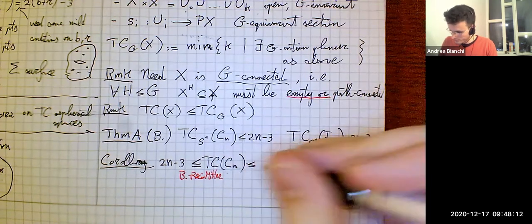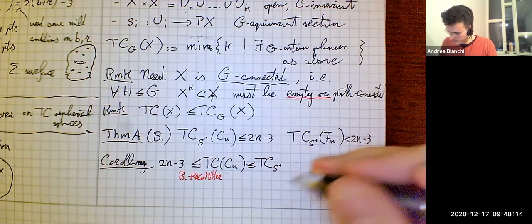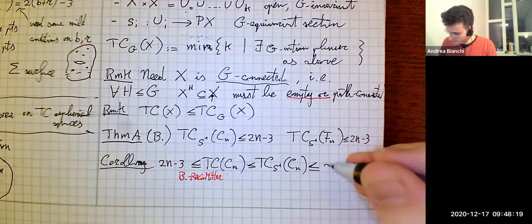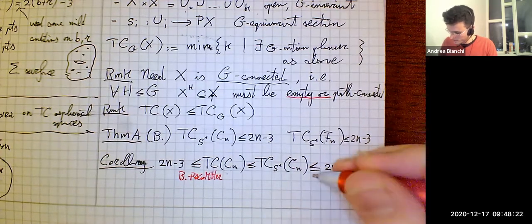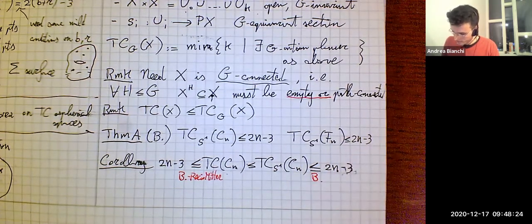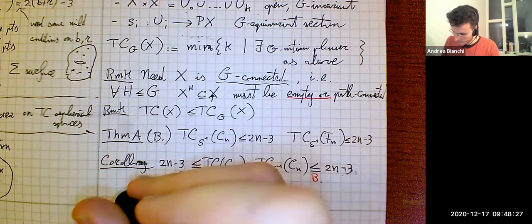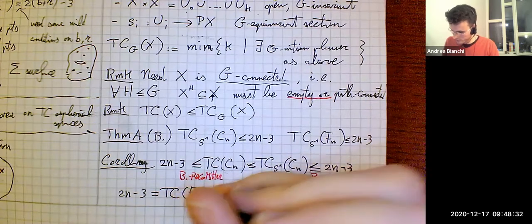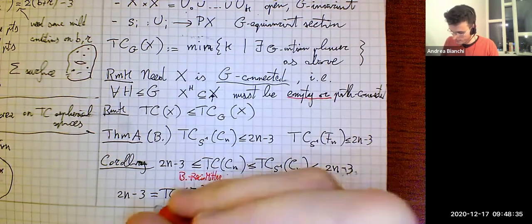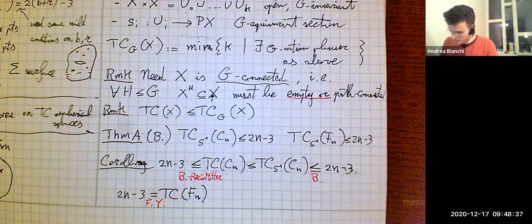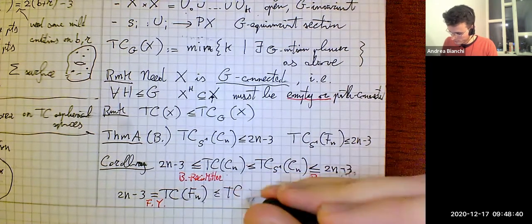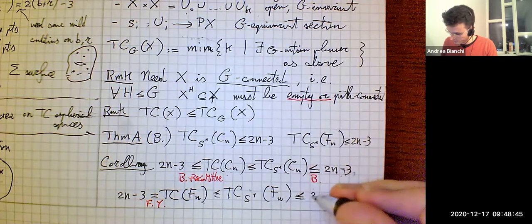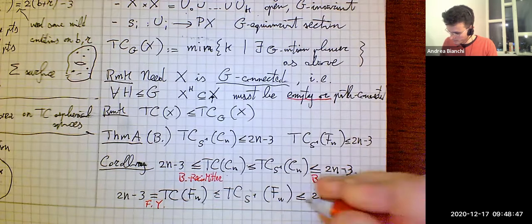Then we have the standard estimate with the equivariant topological complexity, and then by the result I just mentioned, we have also the upper bound, and similarly in the ordered case we have 2n minus 3 is equal to the topological complexity of Fn, and this is Farber and Ilczynski. This is at most the S1 equivariant topological complexity, and this is again by the above result at most 2n minus 3.